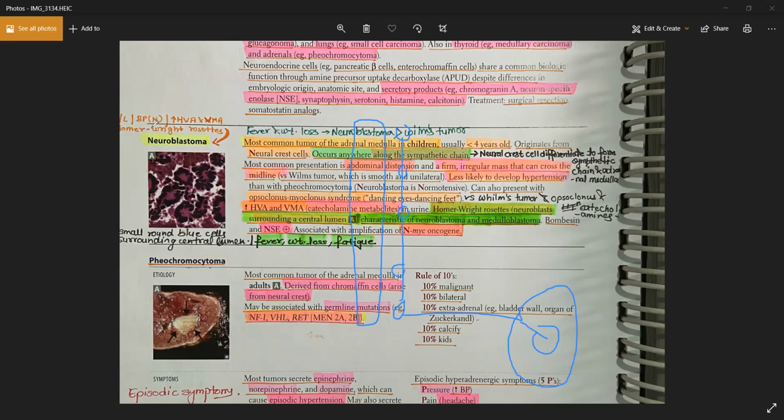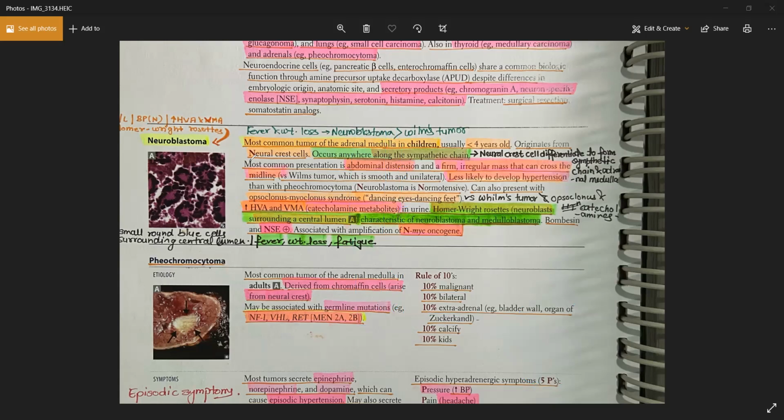You can have this neuroblastoma anywhere along this sympathetic chain. Okay, you can have it here, here, here, even in the neck, because you have the sympathetic ganglia in the neck also, right? So you can have this tumor anywhere along the sympathetic chain, not just in the medulla. Okay, very important to note.